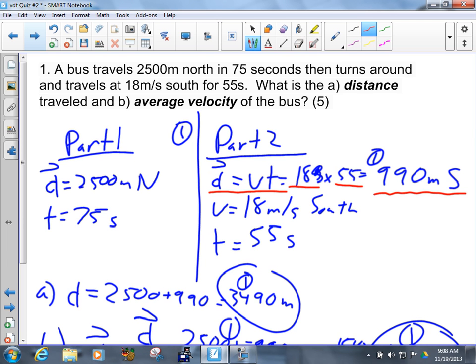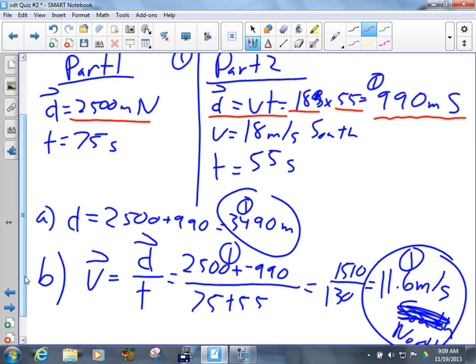So that's actually the displacement, not the distance. But since it's a straight line, is the distance 990 meters? Yes. So now I can find the total distance. I know it went 2,500 meters, and then it went 990 meters. Since distance is scalar, direction doesn't matter. I do what with those two numbers? Add them together. So next mark then is for getting that the total distance traveled is 3,490 meters. So we're up to 3 marks here.